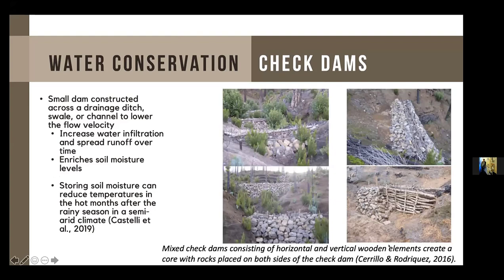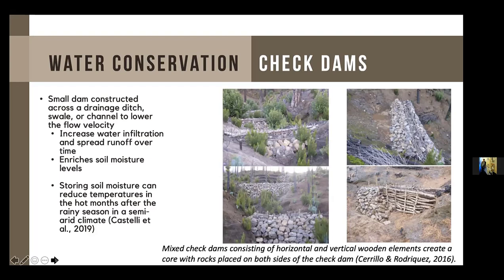Yeah, so it can be built from a lot of different materials. It can be built with stone, sandbags, pea gravel or logs. And the major principle here is that lowering the flow velocity increases the water infiltration and the spread of runoff over time, and that enriches the soil moisture levels of the site. A reduction in runoff leads to more rapid recharge of the groundwater table after the dry season and a prolonged water supply due to capillary rise, which was explained by Femke.